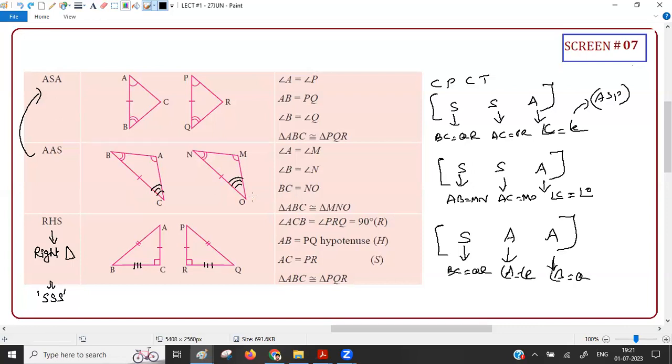Sir, what is the difference between AAS and ASA, sir? ASA is very clearly what? The side is the included side, the side between the two equal angles. Whereas here the side is outside. First angle equal to first angle, second angle equal to second, but the side is not here. The side is outside.